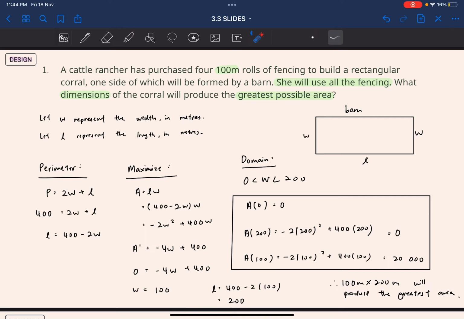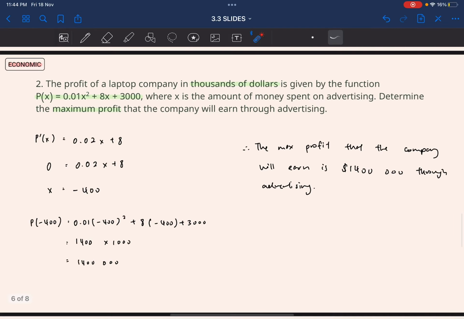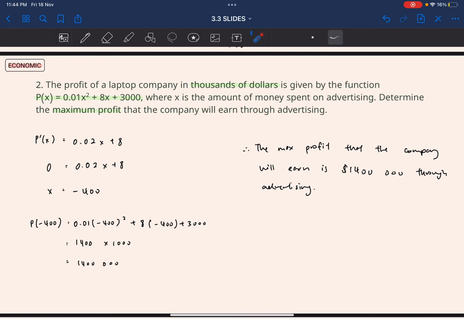So then they're asking for your dimensions, and so you have to put it in this format here. So 100 meters times 200 meters will produce the greatest area. Okay, now moving on to an economic question.